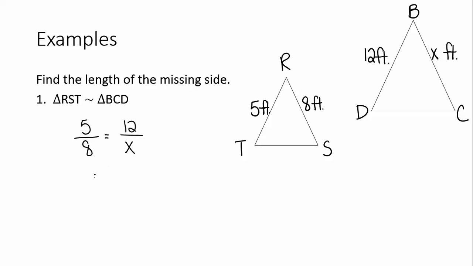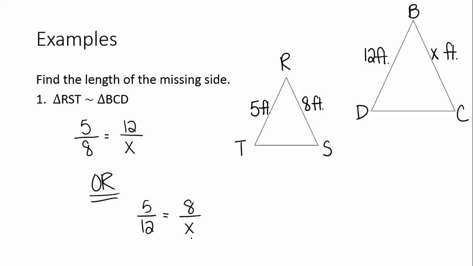Another way to set up this problem is using the 5 from the first triangle and the 12 from the second triangle, because those are the corresponding parts. So you can put the corresponding parts on top of one another. You just have to make sure that you're using the parts from the same triangles on top. So I need to put the 8 on top and the X on bottom.